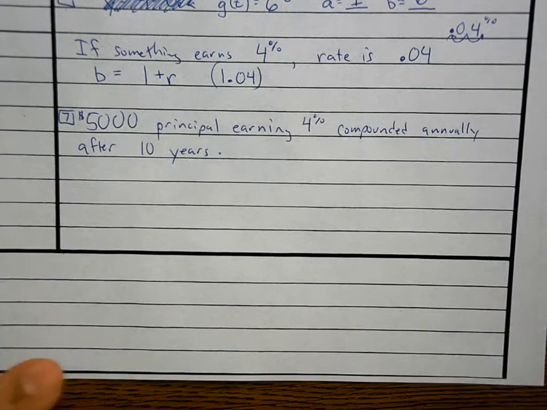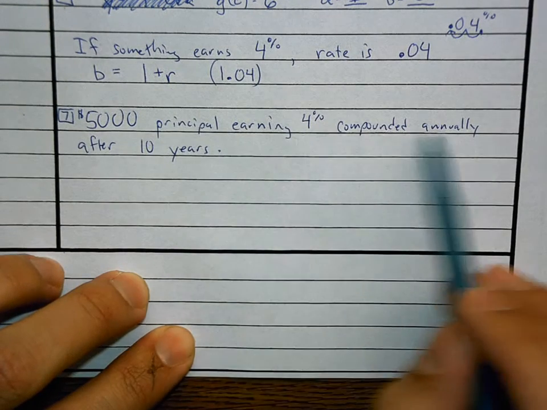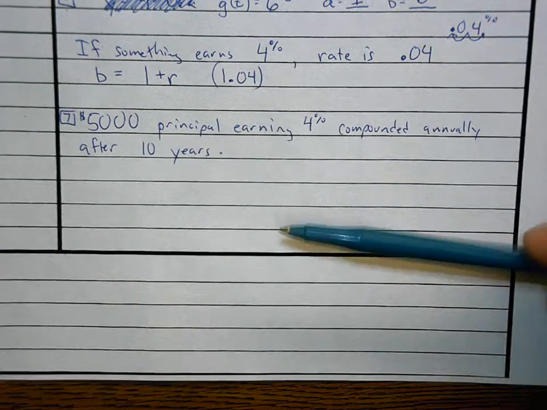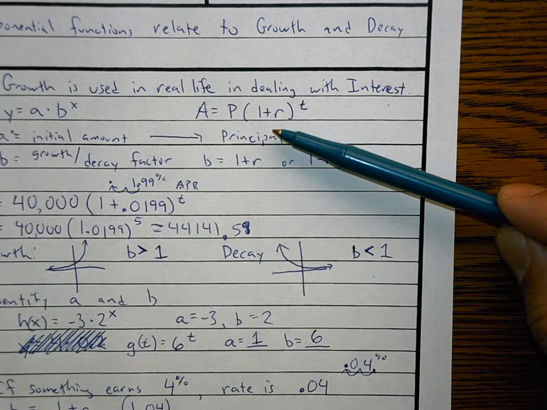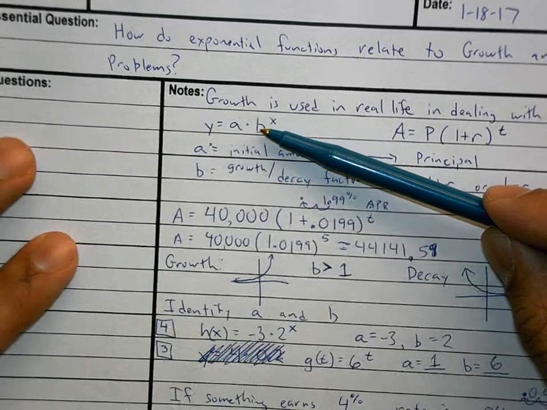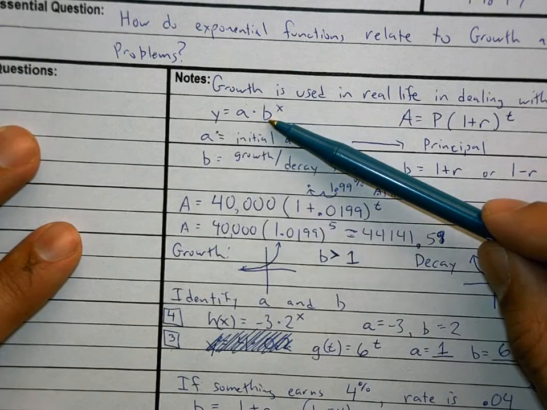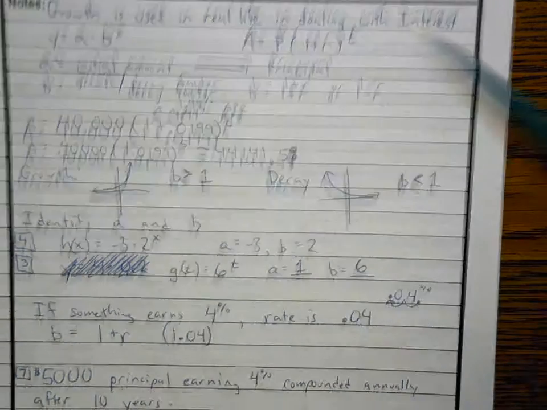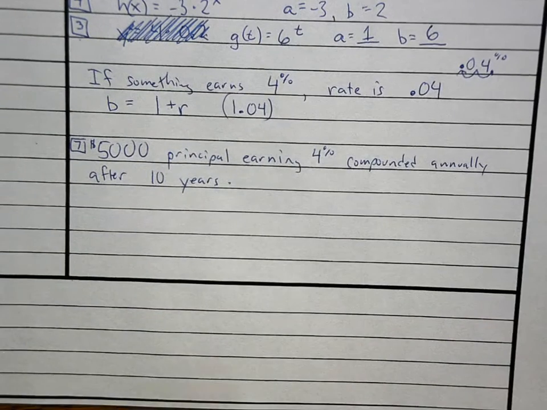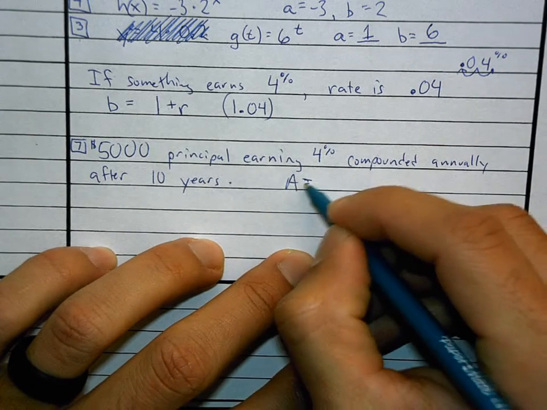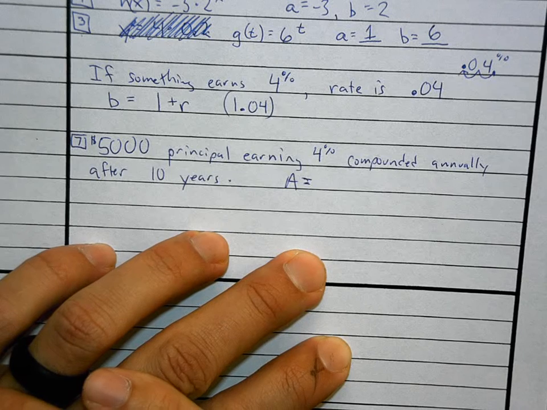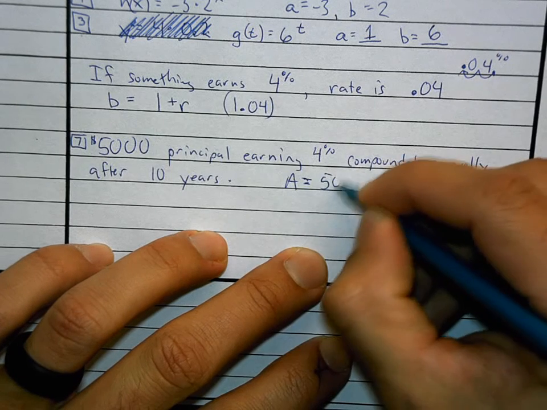Okay, $5,000 principal earning 4% compounded annually after 10 years. What you're going to do is you can use either this formula or you can use this formula. It doesn't matter. They're the same thing. A is your initial amount, P is the principal. B is what your growth factor is. The B is the same thing as 1 plus R. So it doesn't matter. Here's what we're going to put. We're going to put down that our amount is, after 10 years, what's our principal? Times?